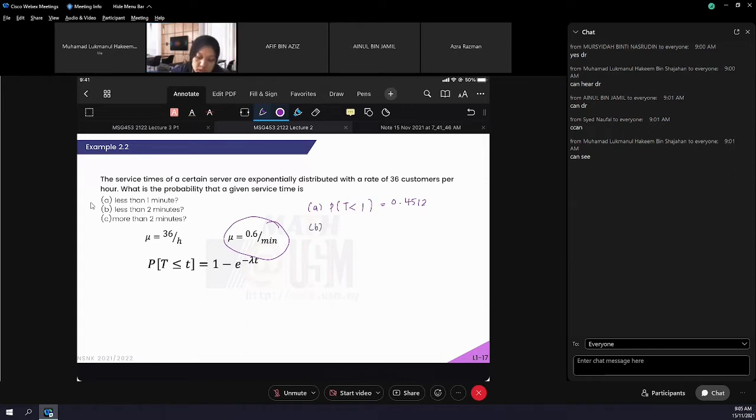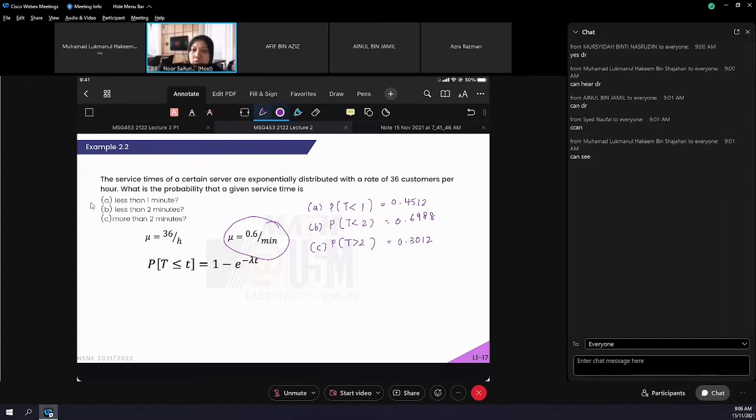B is probability. Okay, the service time is less than 2 minutes. Okay. So you should get the value of 0.6988. Right? And then C, probability more than 2 minutes. So you should get 0.3012. Okay. So that is for example 2.2. Okay, so you can check your answer that you submitted on e-learn.